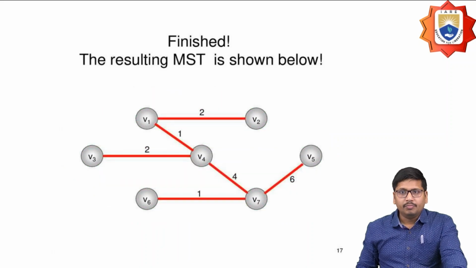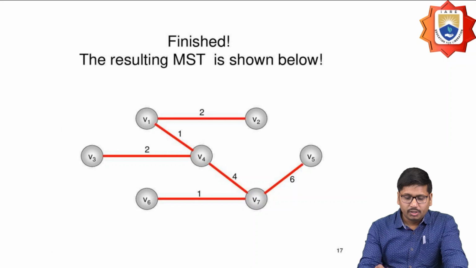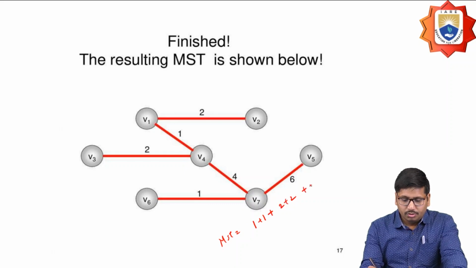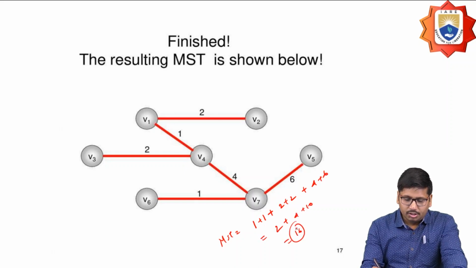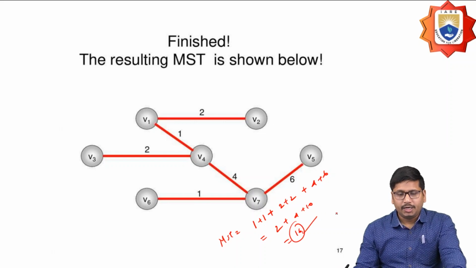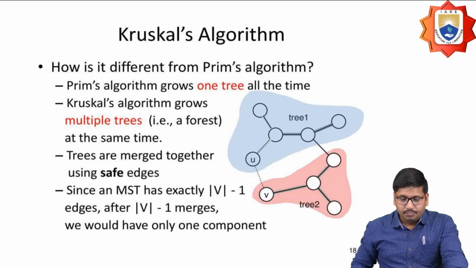So finally, the optimized minimum spanning tree is this one. What is the minimum spanning tree cost? 1 plus 1 plus 2 plus 2, 4 plus 6, so totally 16. So 16 is the minimum cost spanning tree according to Kruskal's algorithm.